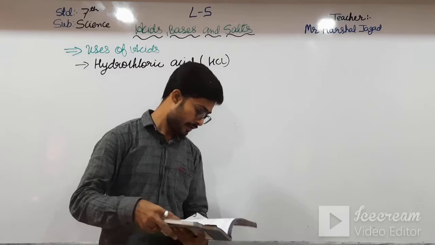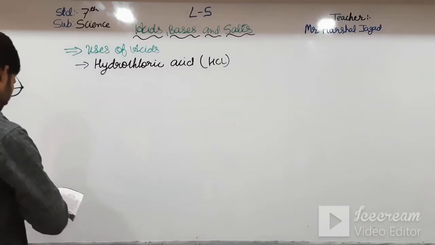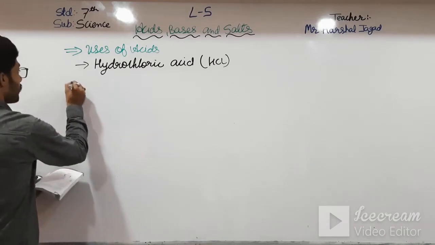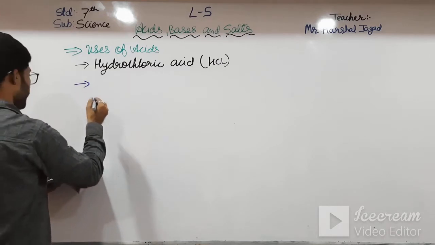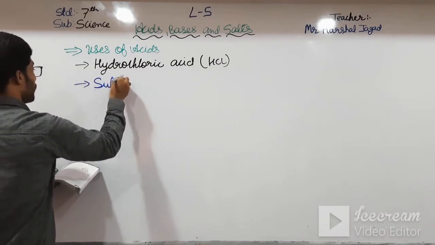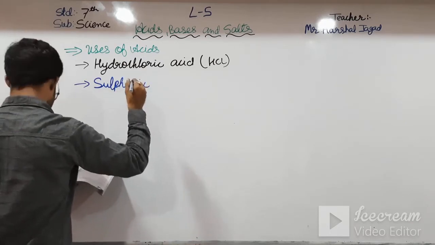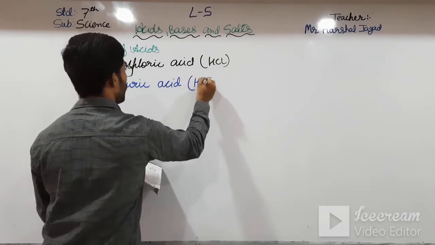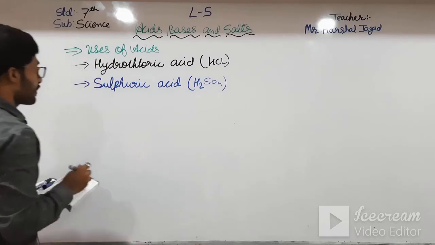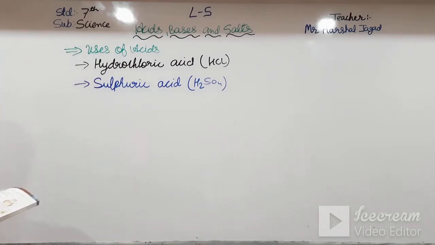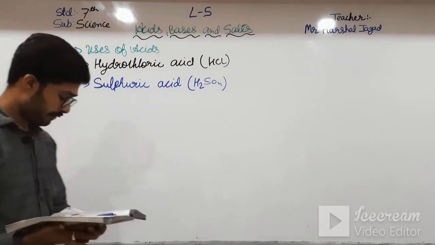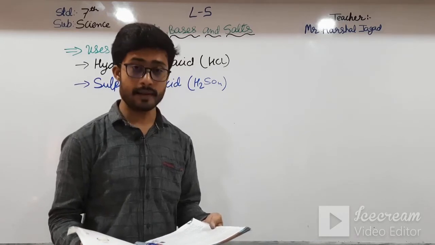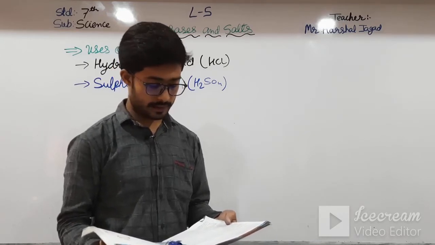And another one is sulfuric acid. So now we will discuss the uses of sulfuric acid, that is H2SO4. Okay students, see here, reading that sulfuric acid, also known as oil of vitriol, is an important industrial acid. Some of its uses are as follows.